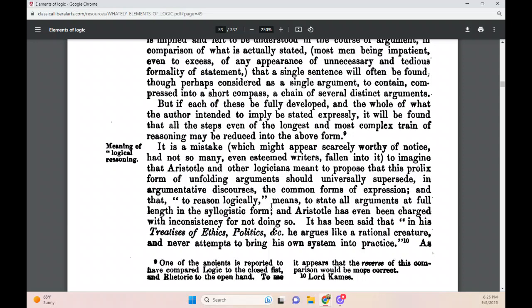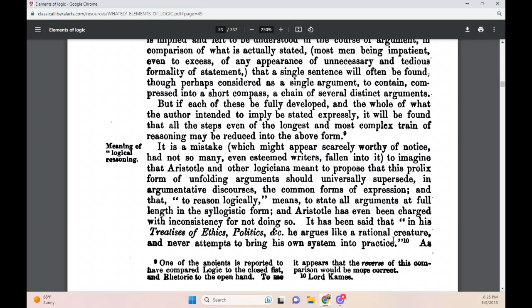To reason logically means to state all arguments at full length in the syllogistic form. That's not what Aristotle was teaching us. Aristotle has even been charged with inconsistency for not doing so himself, even though he never told anyone to do that. It has been said that in his treatises of ethics, politics, etc., he argues like a rational creature and never attempts to bring his own system into practice.